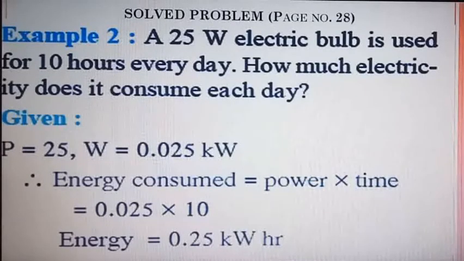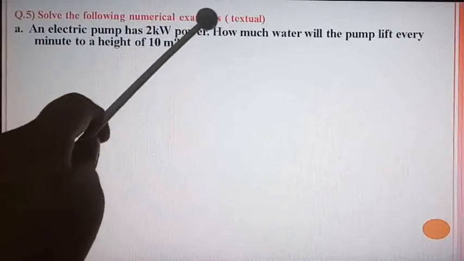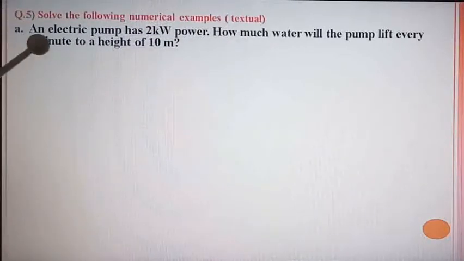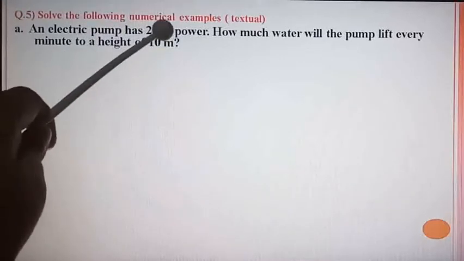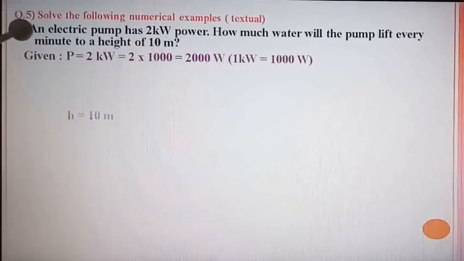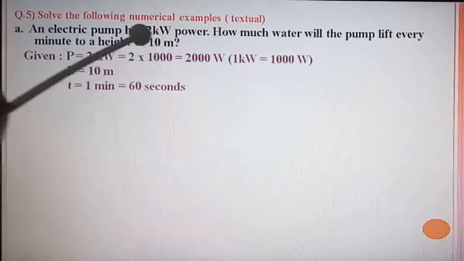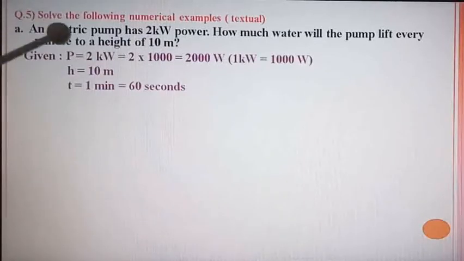Next is the numerical examples on page number 29. The first two we will revise. An electric pump has 2 kilowatt power. How much water will the pump lift every minute to a height of 10 meters? Here power is given as 2 kilowatts. Then time is given as 1 minute and height is given as 10 meters. First thing you will write.